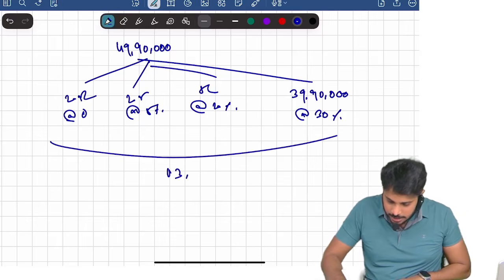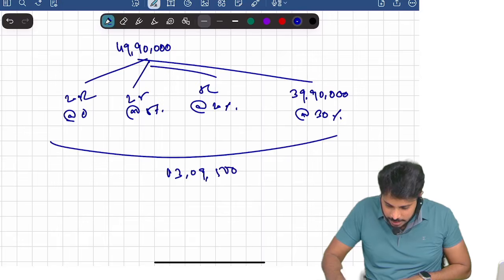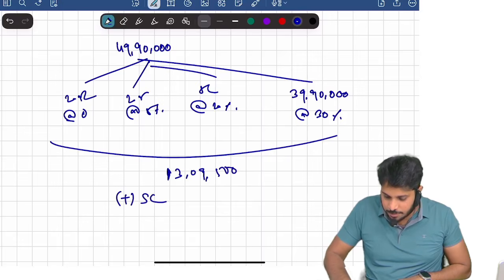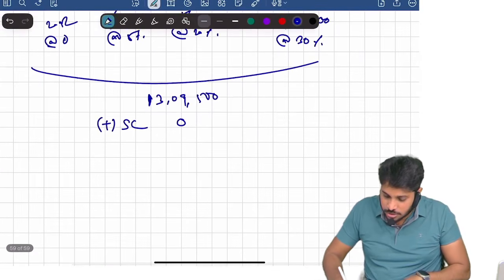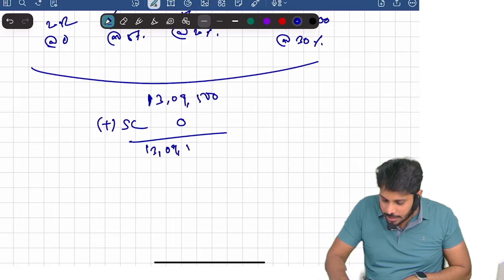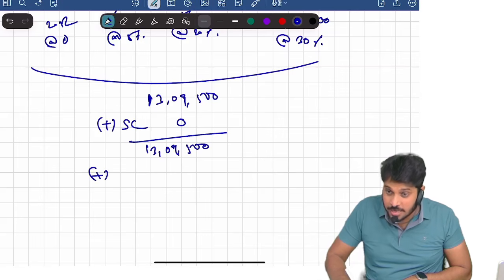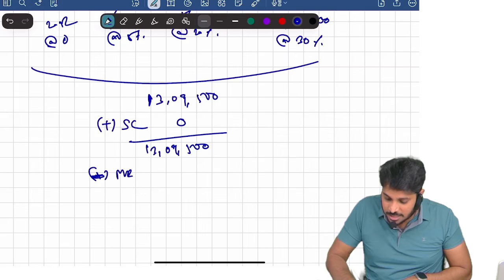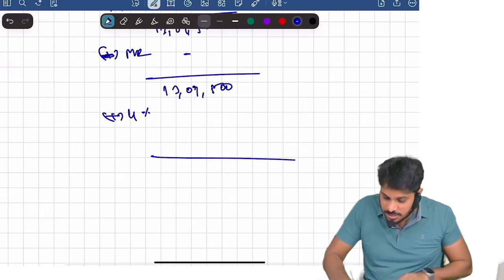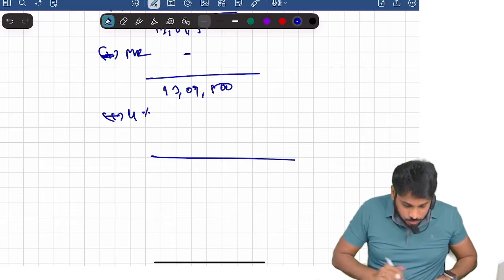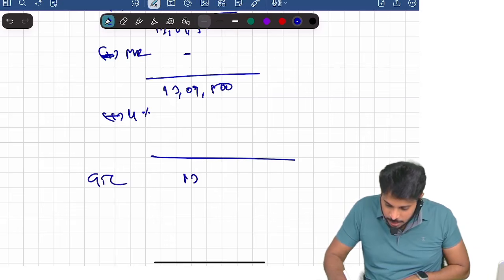Total tax 13,09,500, correct? Plus surcharge applicable. Since total income is not exceeding 50 lakh, surcharge is 0. So subtotal is what? 13,09,500, minus marginal relief. Is there marginal relief? No, surcharge itself is not applicable. Therefore, there is no question of marginal relief. Plus 4%. How much is this? Plus 4% is equal to total gross tax liability 13,61,880.